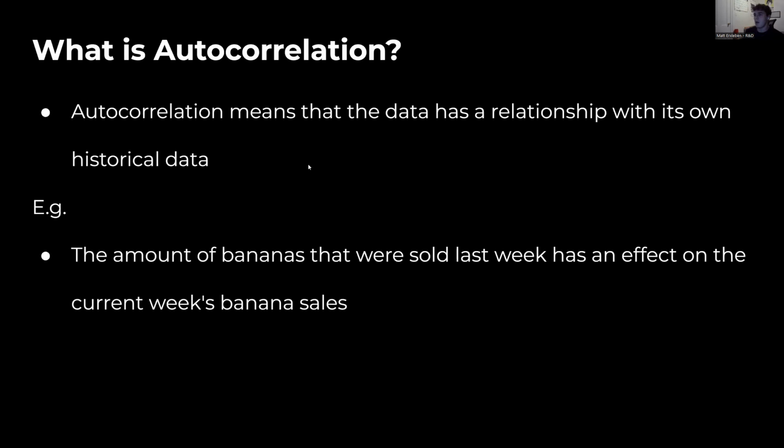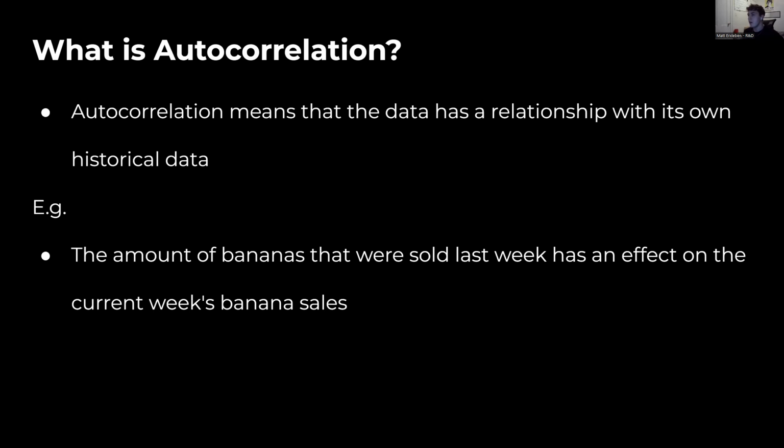So the next thing I want to talk about is autocorrelation. Once again, I talked about different trends with data and with a time series. Autocorrelation is another trend that can happen, which basically means that the data has a relationship with its own historical data. Now that can sound confusing, I know, but we'll walk through this.